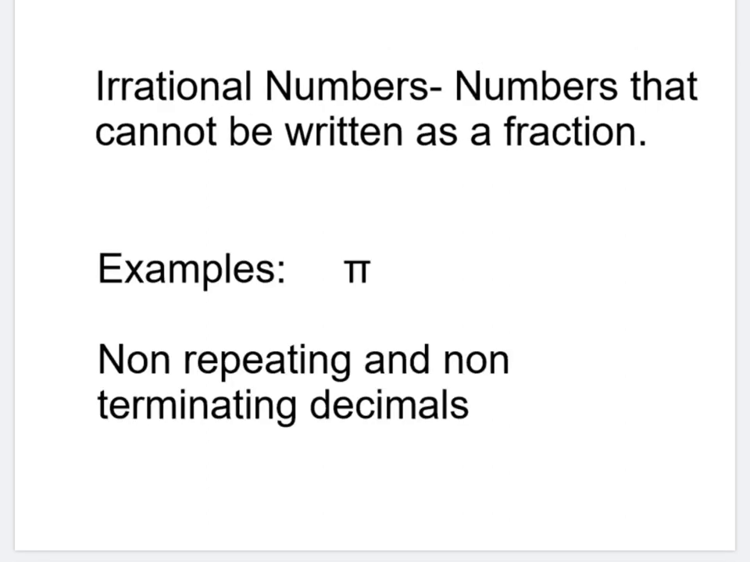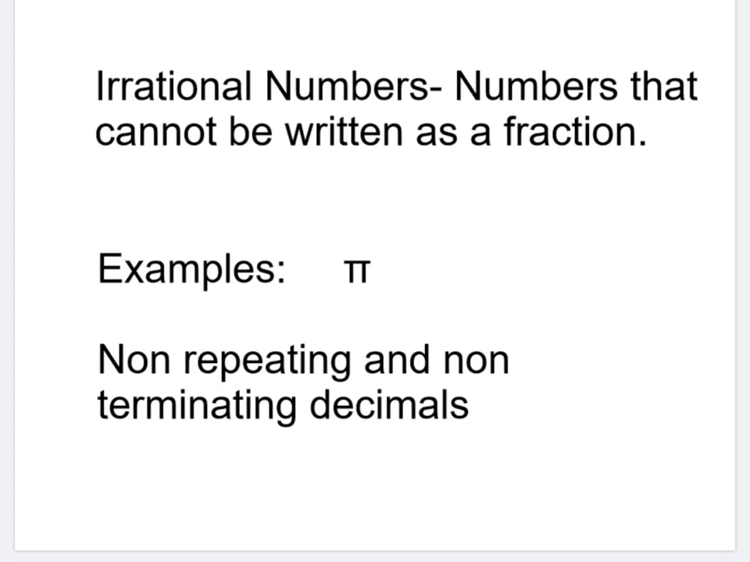The next type of number that we're going to take a look at is irrational numbers. Irrational numbers are those numbers that cannot be written as a fraction. An example of an irrational number is pi. Pi is approximately 3.14, but that's an approximation. The actual number of pi is an irrational number, as it cannot be written as a fraction.